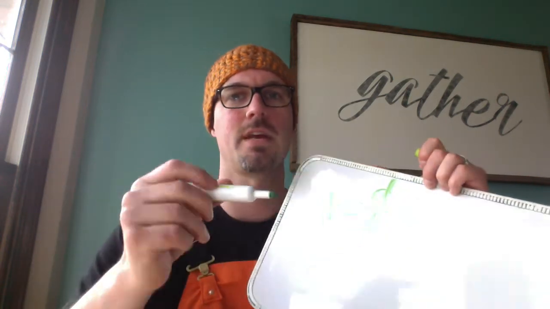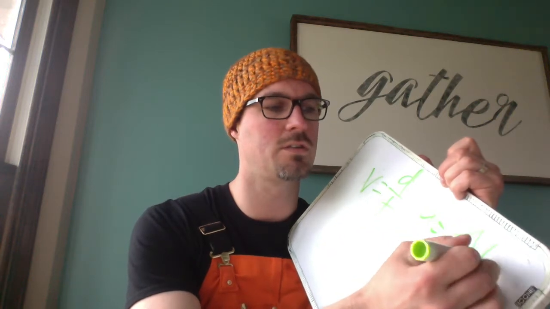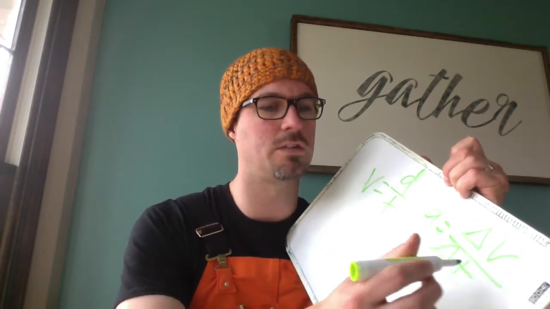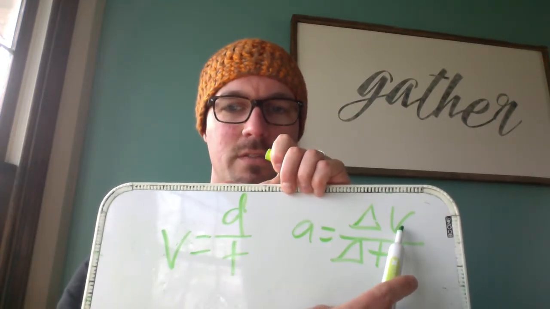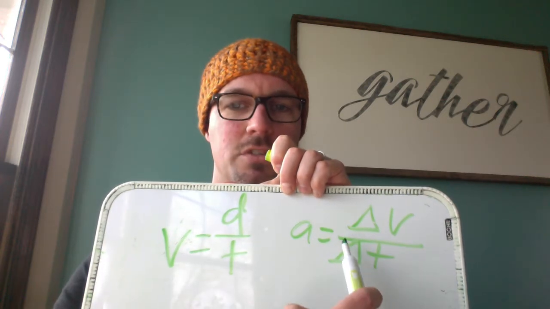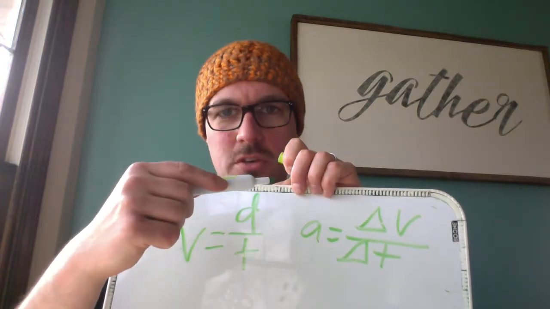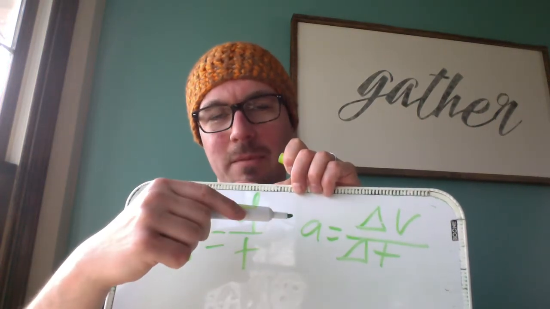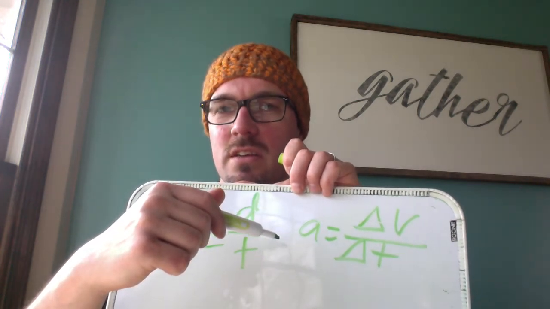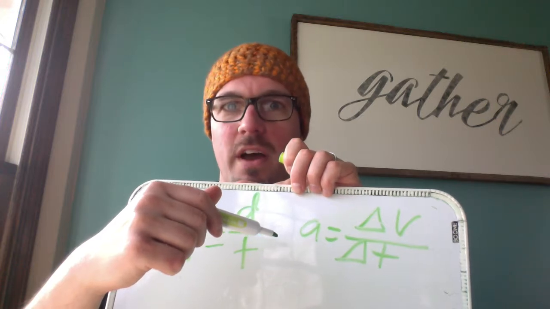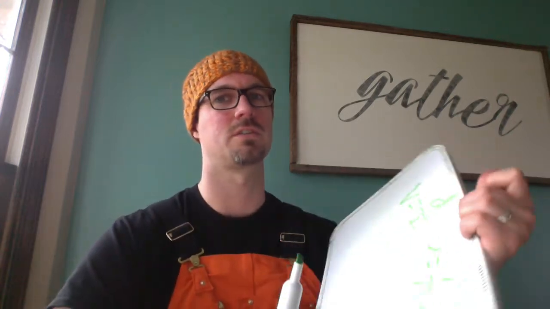The next, what's the formula for acceleration? Change in velocity over change in time. For you fancy math people, that means delta velocity over delta time. Change in velocity over change in time. So if I've gone from 0 to 15 meters per second in, let's say, just 10 seconds, I'm going 1.5 meters per second every second. Make sure you use the right units for acceleration as well.